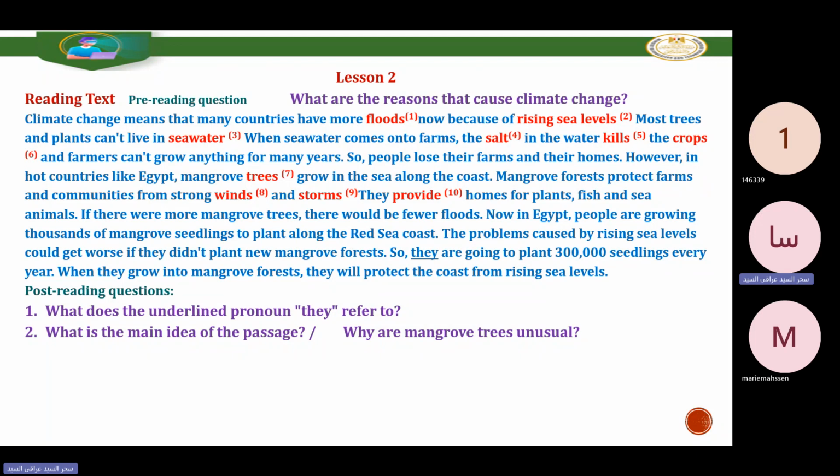After reading this passage, these texts, after deep reading, I want you to answer these questions. You can read it again quickly to find the answer of these questions. What does the underlined pronoun they refer to? What is the main idea of the passage, and why are mangrove trees unusual? Take your time.